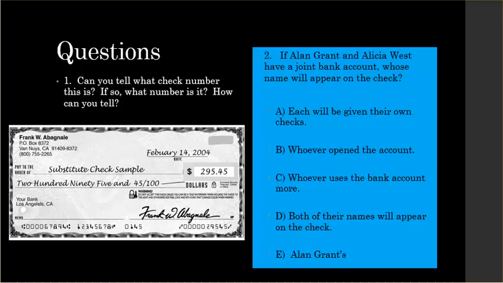A, each will be given their own checks. B, whoever opened the account. C, whoever uses the bank account more. D, both of their names will appear on the check. E, Alan Grant's.